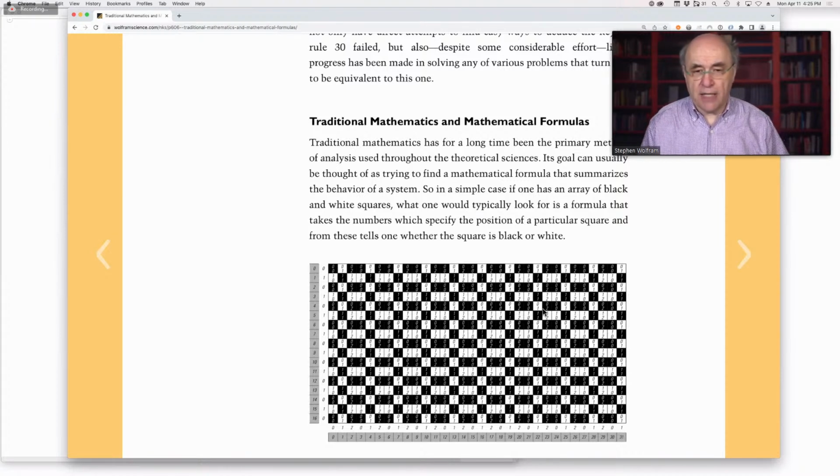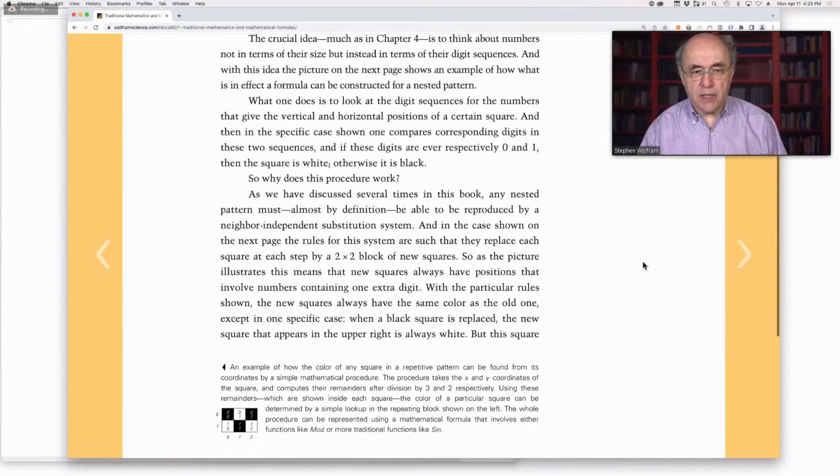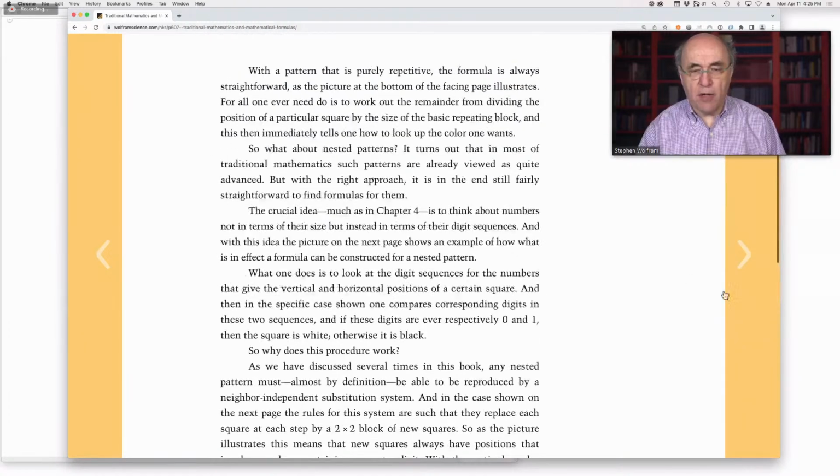cellular automaton pattern is? In this pattern here, give me a formula for the color of a particular cell is rather easy. We just have to look at the coordinates for that cell, and then we just have to do some modular arithmetic, and we get the answer of whether it's black or white. Okay, let's keep going, and let's see whether there are other kinds of cases where there is an easy formula.